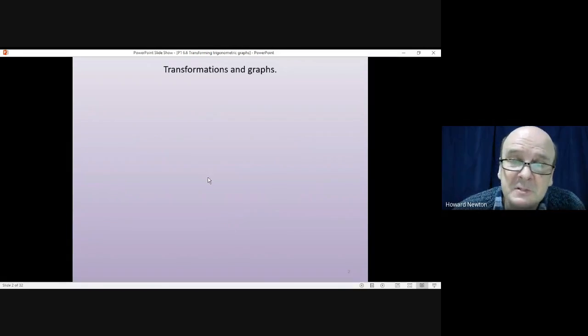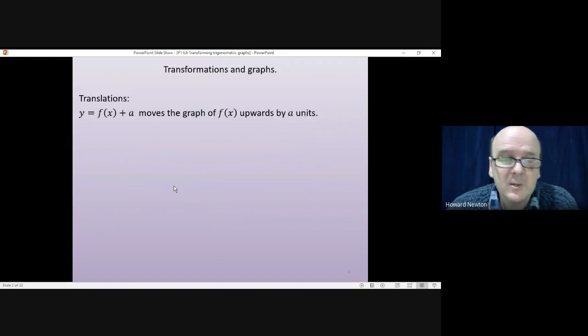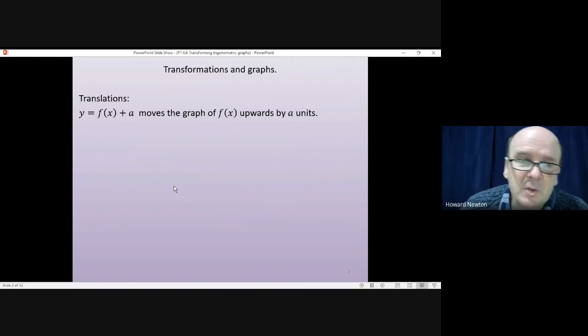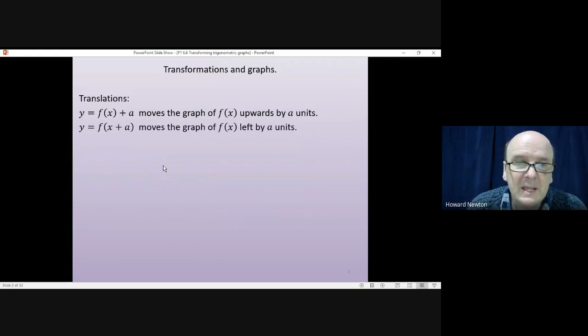So transformations and graphs, we're not really learning anything new in this lesson. We've already learned about translations, that y equals f of x plus a, where you add on a to the whole function, moves the graph of f of x upwards by a units. If you add on a to the x value, so f of x plus a, that'll move the graph of f of x left by a units.